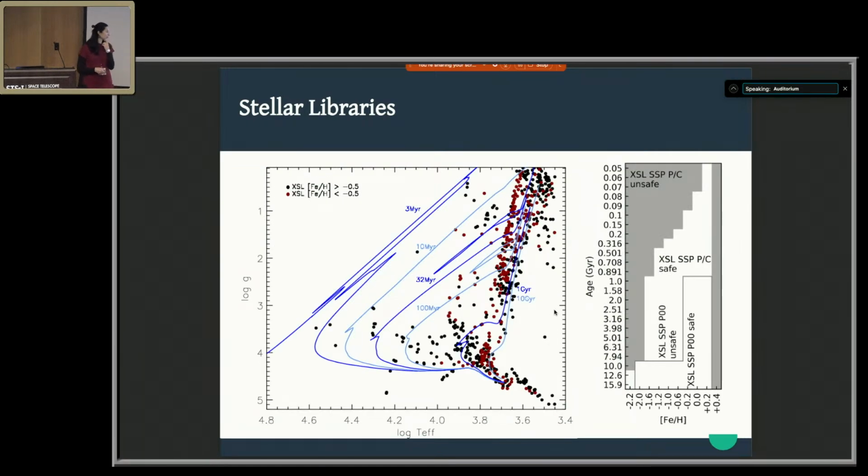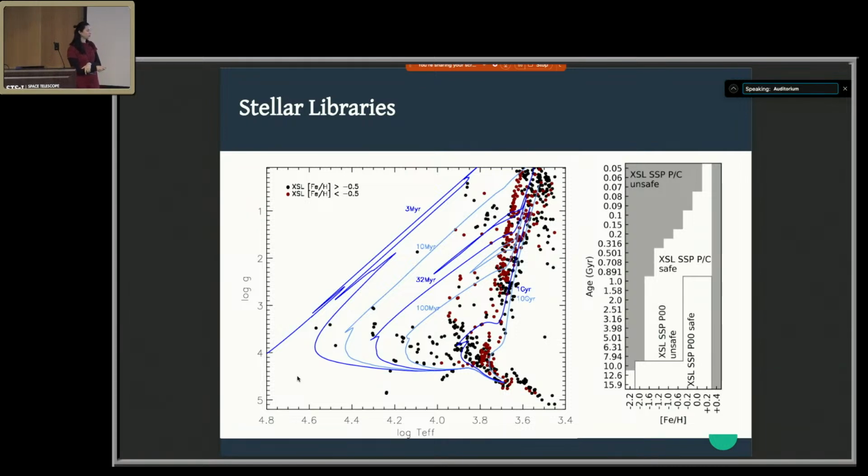Well, because this is the coverage we have now for XSL, which is the state-of-the-art stellar library for stellar population models right now, right? This is the Kiel plane again, temperature, gravity, isochrones from the Geneva group, different ages. This is 3 million years, 10 million years, 32 million years. You can see that the coverage for old populations is good, but when you go to younger populations, this is bad. And I divided the stars by metallicity, so the red ones are the lower metallicity, and you can see that it gets even worse if you look at the red points, right?